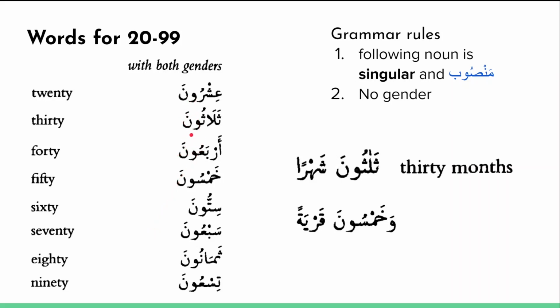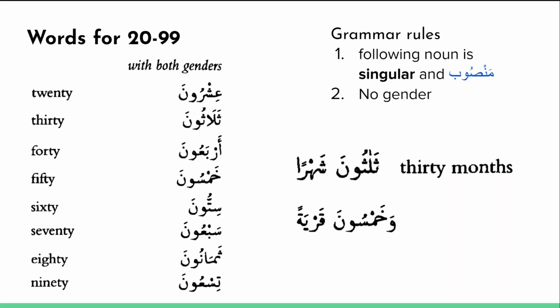Now, if these look like the sound masculine plural to you, una, good job, you're right. And they can actually change depending on the case of the word. So if the word is in majroor case, it can change from arba'una to arba'ina or khamsuna to khamsina, just like the sound masculine plural can. Now it turns out for these words, the following noun is also singular and mansub. So it's the same as before, singular and mansub. But this time, there's no gender involved.